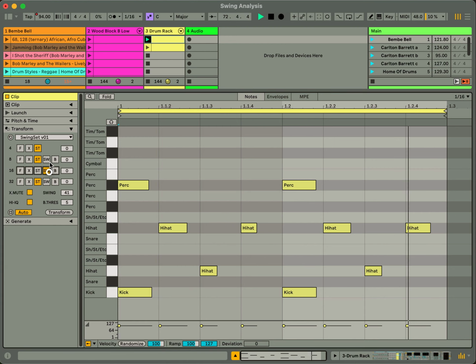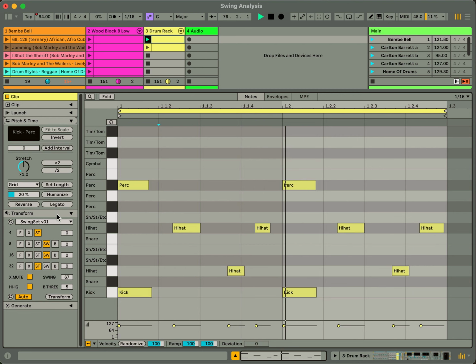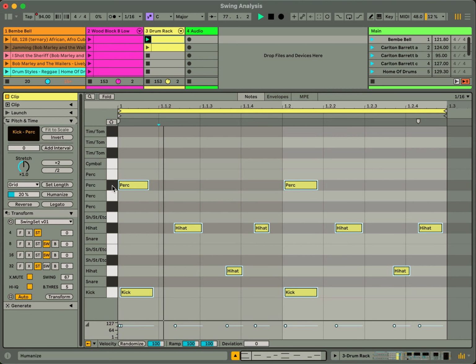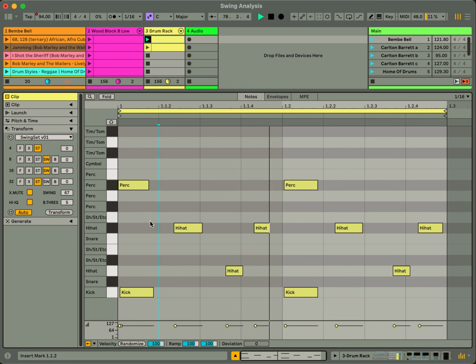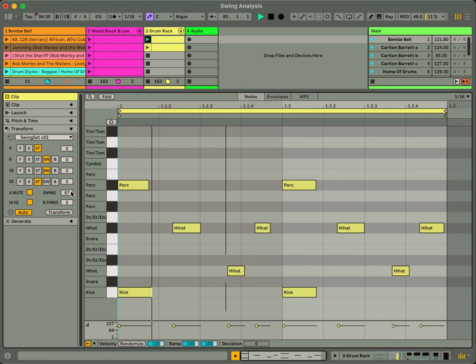So, to simulate what that might look like, we can create this heavily swung beat. Maybe we'll go into the humanizer and scramble things up to simulate the imperfections of a human performance. And let's give it a shot. Can Swingset correct the timing of this while preserving the swing? Yes, it can.